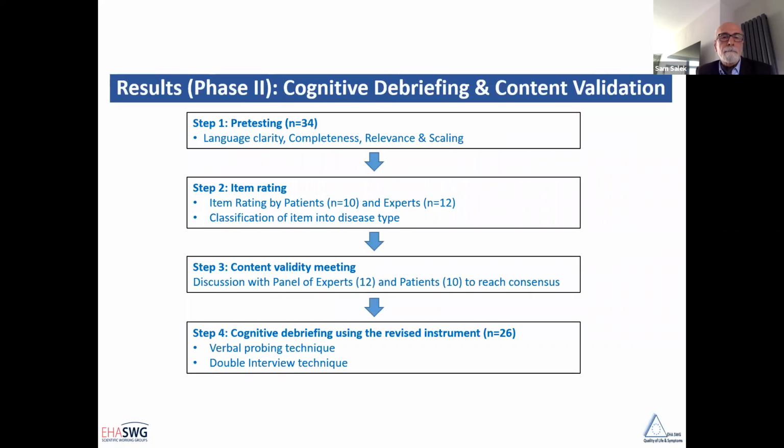Next one, please. So then we took the measure to the next phase, which is the cognitive debriefing or content validity, to establish whether the focus and the emphasis of the measure is fit for purpose. And the only way to do that is by going to the target population. Again, a different group of patients with blood cancer were involved in this process. And you can see there are different steps that we took this through.